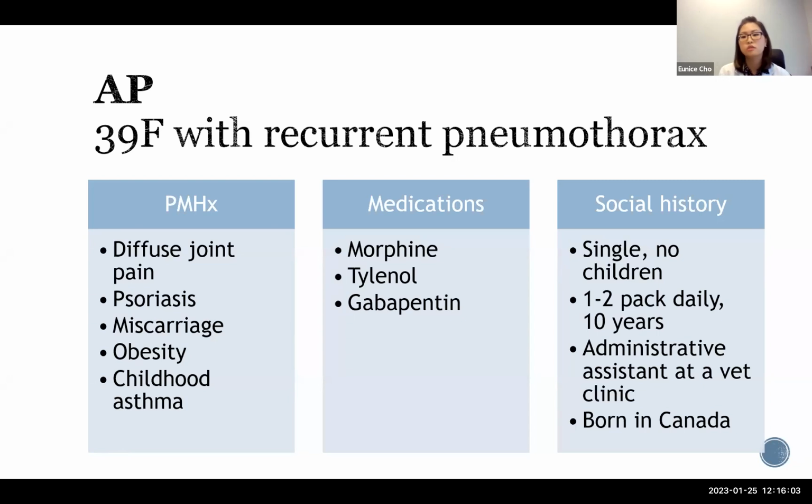The medications that she was on were morphine, Tylenol, and gabapentin. She was single with no children, but she was an active smoker with about a 15 pack-year smoking history, and she worked at a clinic as an administrative assistant. She was born in Canada with no significant TB risk factors.